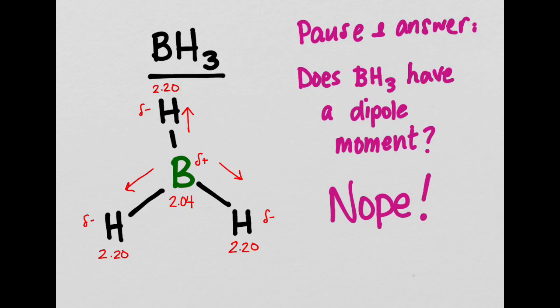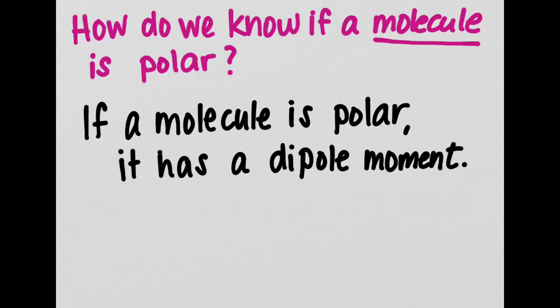Because these positive and negative charges are all pulling away from each other, it's like having a three-way tug of war where all of the people on the ends are stronger than the person in the middle. The ropes don't move, and because the ropes don't move, there's no overall movement in any one direction. So because there's no movement in any one direction, we know that there's no dipole moment and this molecule is nonpolar. So to sum things up, to answer the question of how do we know if a molecule is polar, we know a molecule is polar when it has a dipole moment.